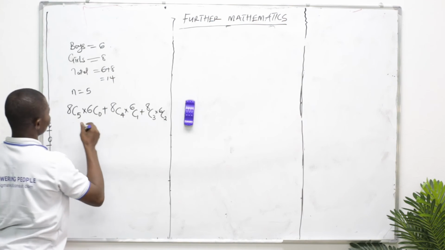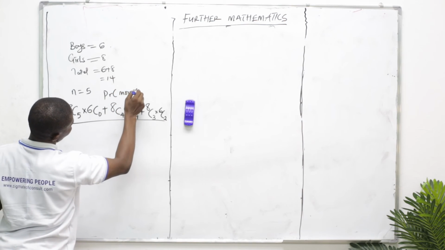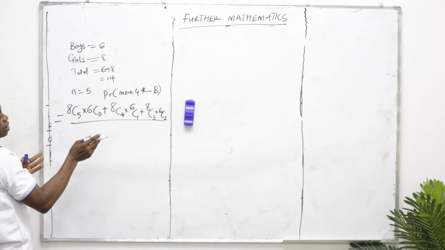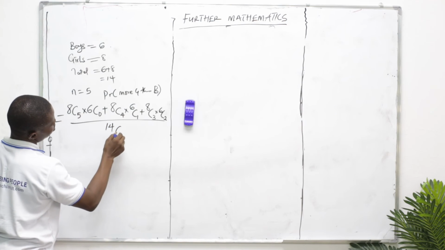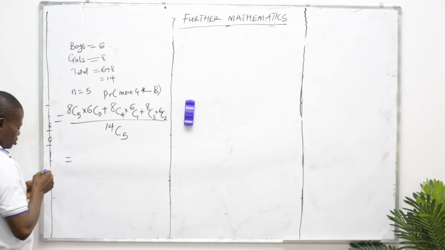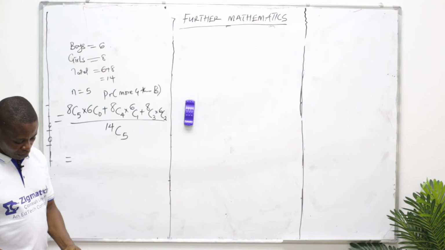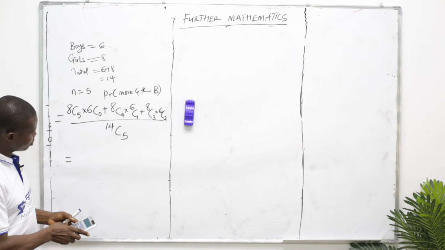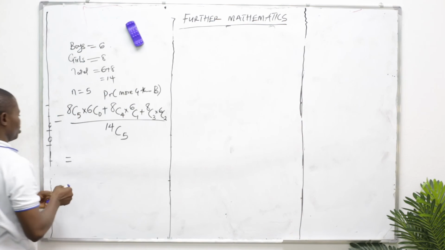And I say divided by, this is the probability of more girls than boys equals this. So the original probability is going to be what? 14 combination 5. So this will give us 8 combination 5 over 14 combination 5. Okay, let's solve everything so that in case you don't know how to do this, you learn it once.